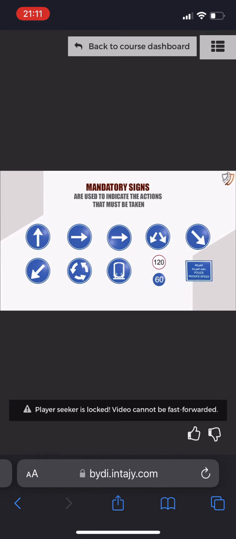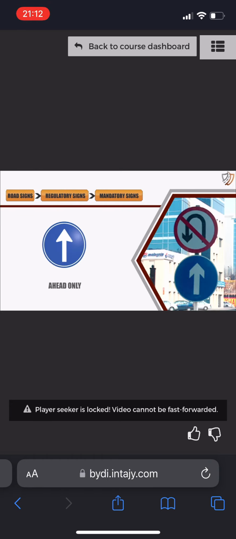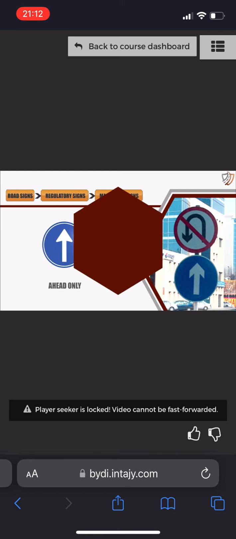Mandatory signs. Mandatory signs are used to indicate the actions that must be taken. All the permanent mandatory signs have blue backgrounds and mostly circular shape. A head-only sign instructs that motorists must go straight ahead only. They must not make a U-turn, turn right, turn left, but have to continue driving straight. Motorists are not allowed to park in such areas. It can be seen at traffic signal, which directs for straight only.